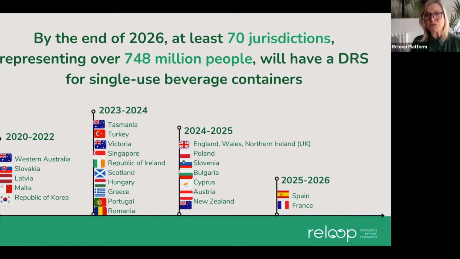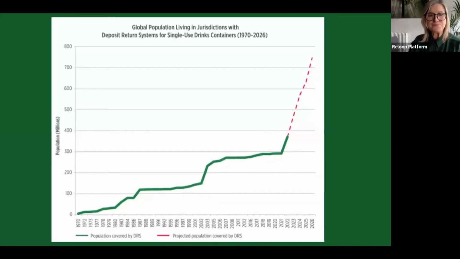And I can tell you, we've been tracking the performance in Spain and France, and they are not even close to meeting those interim targets. So we expect that by 2026, those countries will be in place as well. And they're large. Spain has about 46 million, and France has about 65 million. So that's an extra 100 million people on board in Europe. This is what it looks like from a graphical perspective, and you can see that it's almost a doubling of population covered by deposit return by the time we hit 2026.